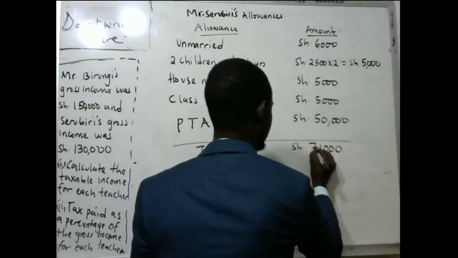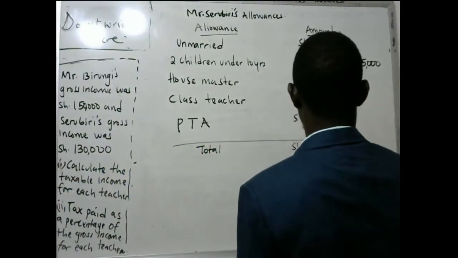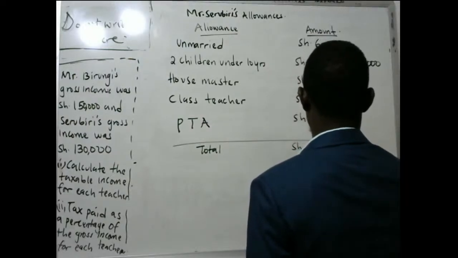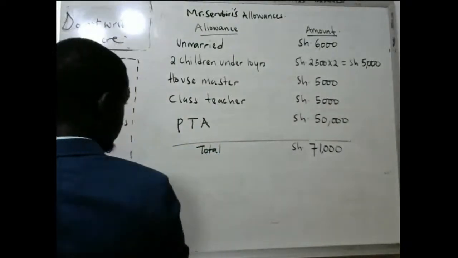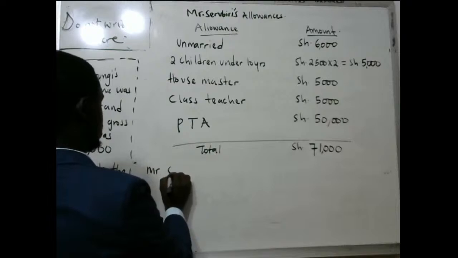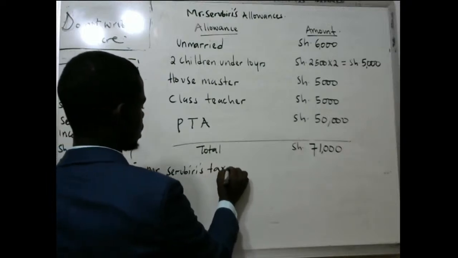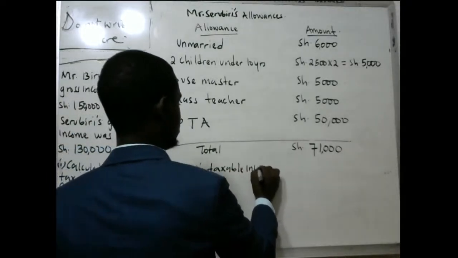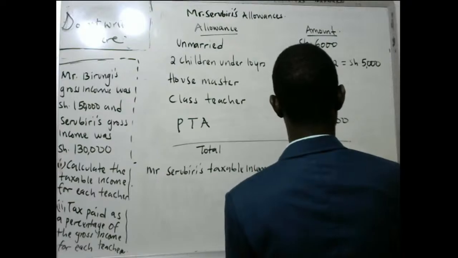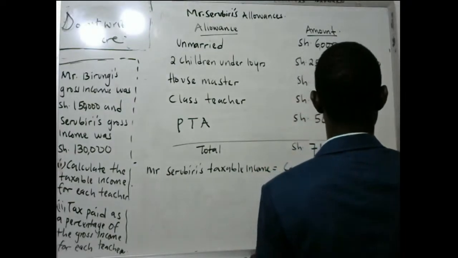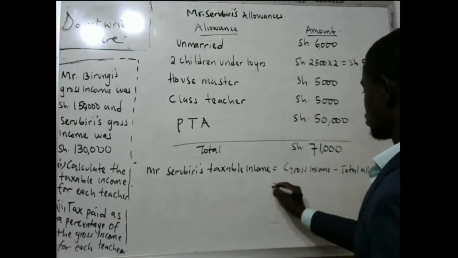Shillings 71,000 as the total allowances. Remember, Mr. Serubiri's taxable income. Taxable income is equal to gross income, his gross income minus the total allowances. Not so? So what is his gross income?